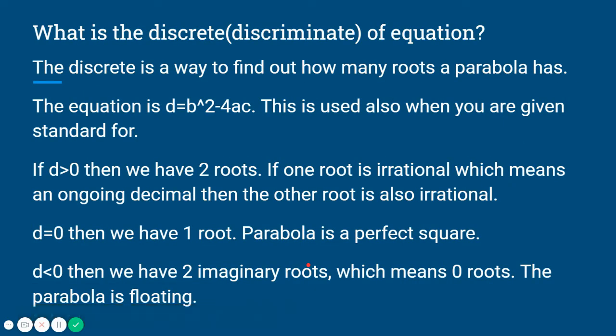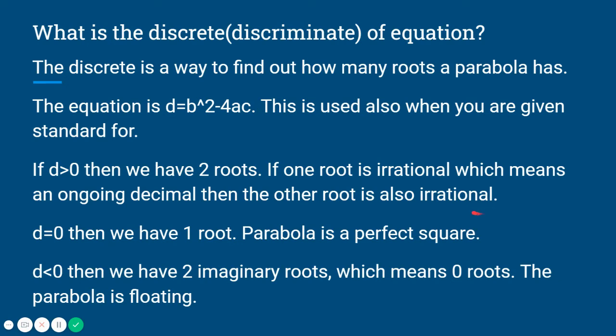So what is the discriminant of the equation? The discriminant is a way to find out how many roots a parabola has. If you remember earlier, I told you I would explain this. So here we go. The equation for the discriminant, which is denoted as d, is equal to b squared minus 4ac. This is also used when you are given standard form. So if d is greater than 0, then we have two roots. If one root is irrational, which means it's an ongoing decimal, then the other root is also irrational.